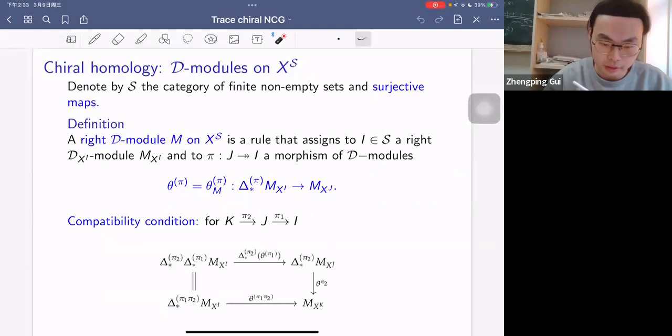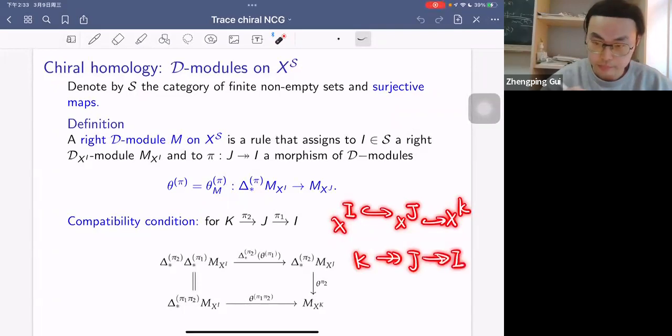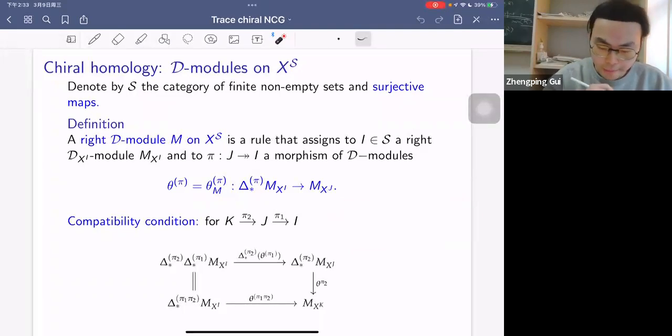some compatibility conditions, which means that we can have a sequence of the diagonal embeddings. So we can have J here, associated to the surjection maps. And we can first push forward these D modules using these structural morphisms, and then we use these structural morphisms again to get the D modules on XK.